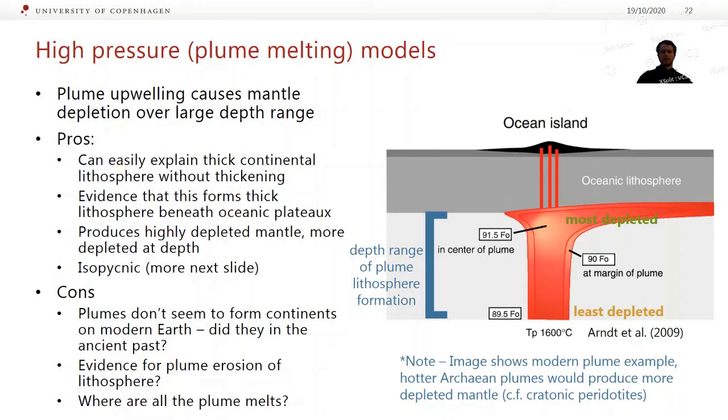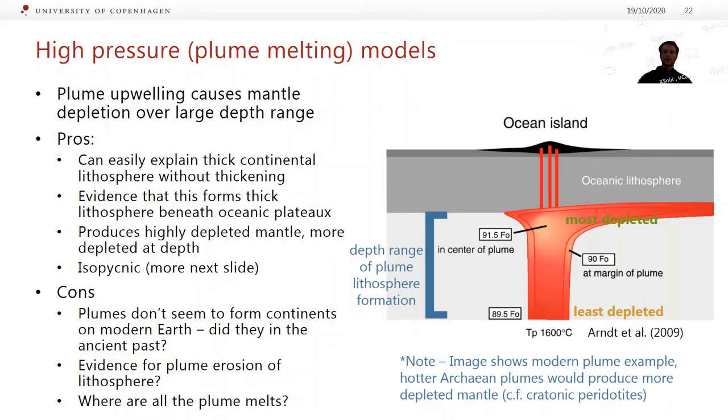The nice thing about this, getting the highly depleted mantle at the top and the less depleted mantle at the bottom, is that this meets the isopycnic hypothesis, which I'll talk about in the next slide. The big drawback to this one is that we do see plumes on the modern Earth, but we don't really see any evidence of them forming continents. So is this something that happened in the ancient past, or is plume lithosphere just generated and then ends up being completely unrelated to the continental crust and thrust under later?